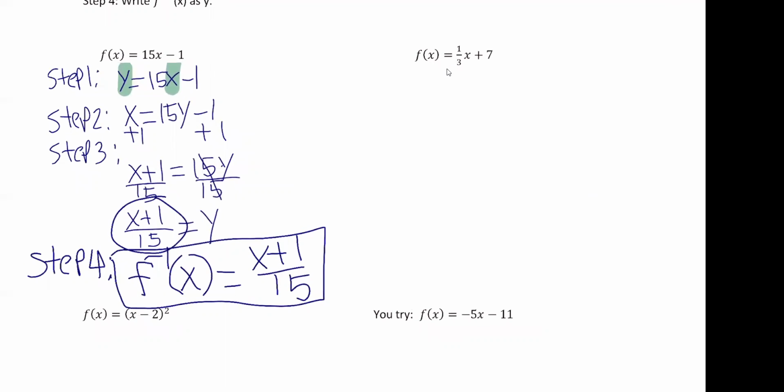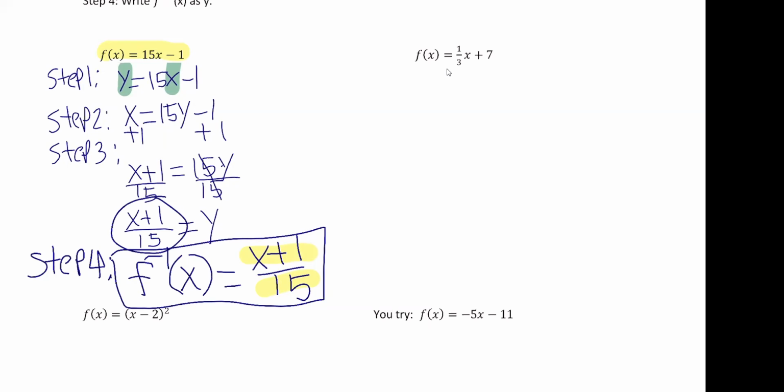And I know you might still be wrapping your head around the process, but look at our original function and look at our answer. You can kind of see they do the opposite. This one is 15 times x. This one's divided by 15 because of that fraction. This one had a minus 1. This one has a plus 1. So this inverse function is basically doing the opposite, or it would undo that original function.